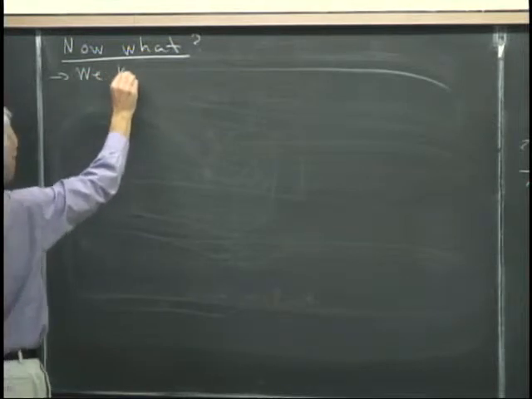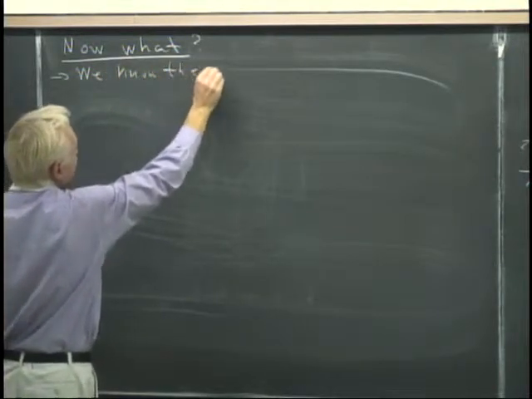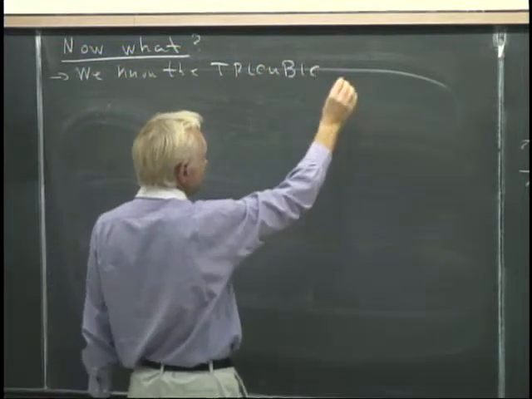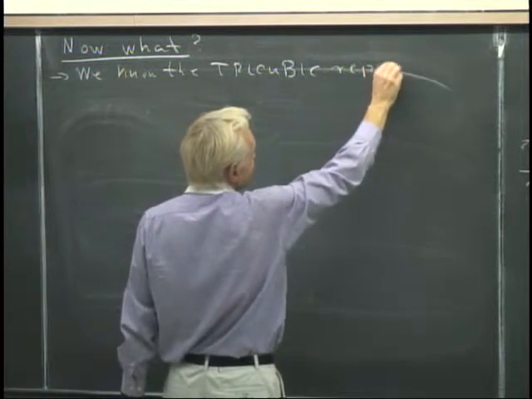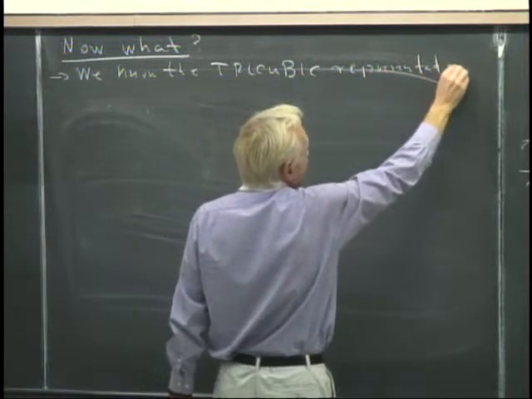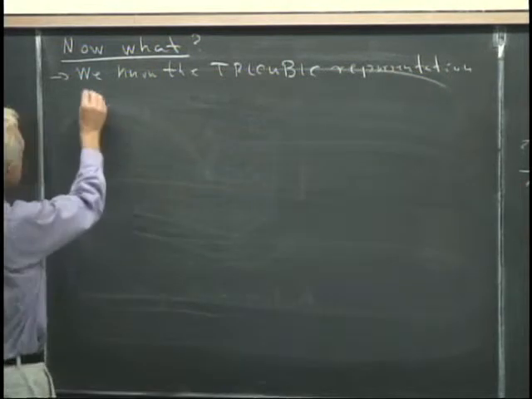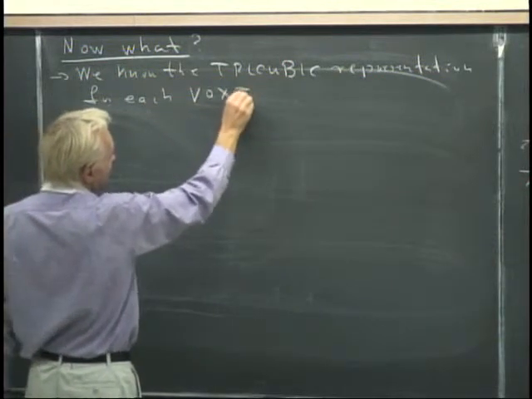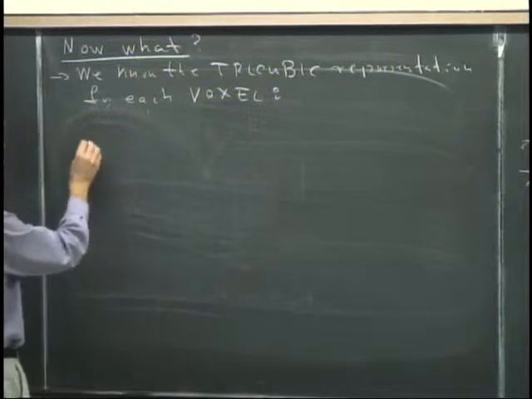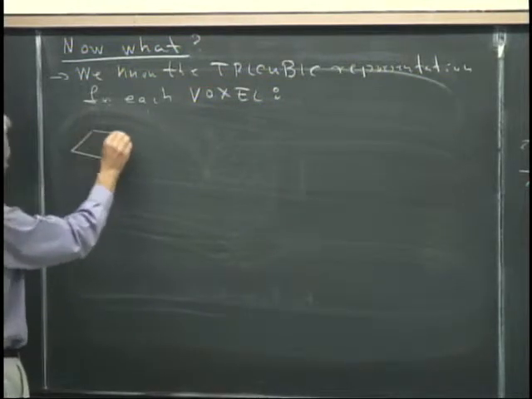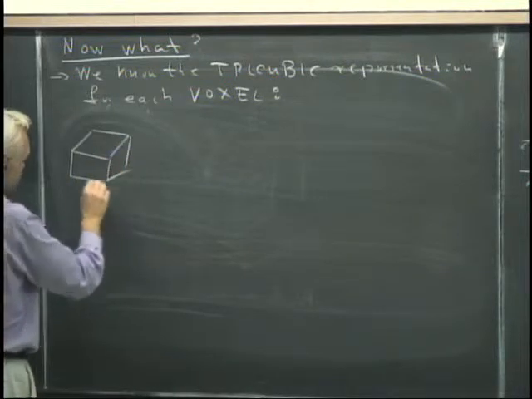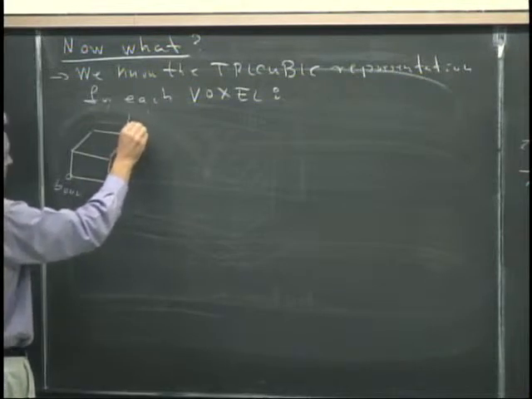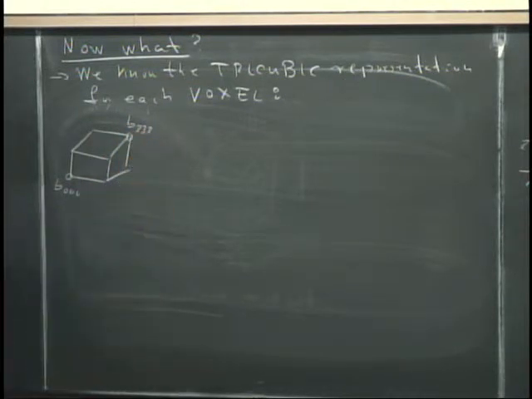We know the tricubic representation for each voxel at this time. Each voxel. And so the tricubic representation, one little voxel looks like this. It has a control point b0,0,0 here. It has a control point b3,3,3 there, and 62 more.